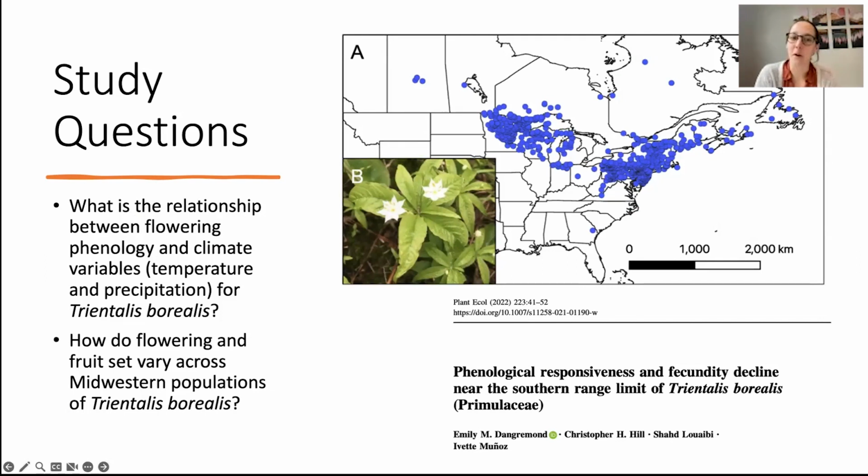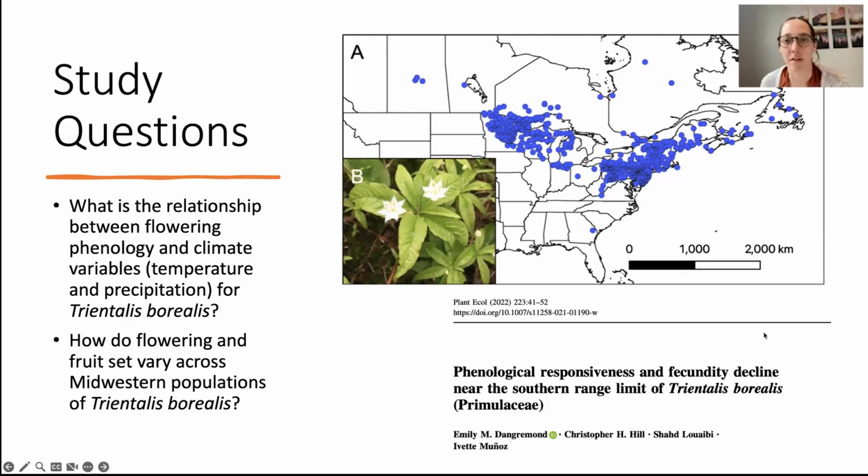And it took a little while to bring it all together, but I had help from some great students, Chris Hill, Shahad Luaibi, and Yvette Munoz. And that was really fun to get them involved in this research. So a lot of it was computer work, but some field work was involved too. I've shown a map here of populations of Trientalis borealis.